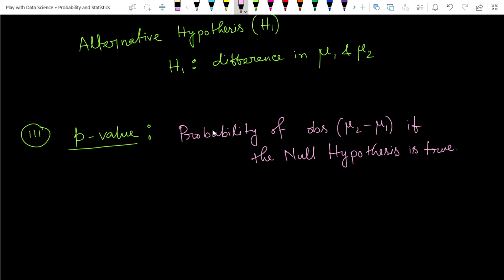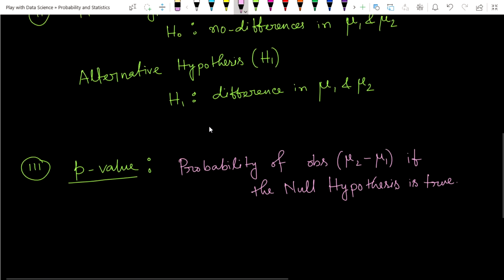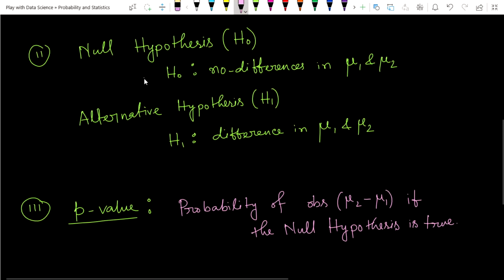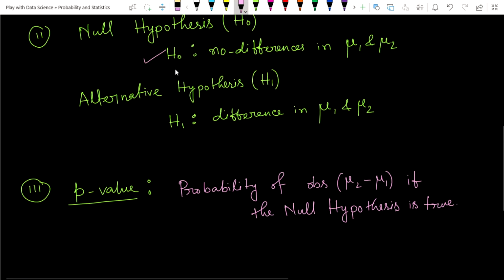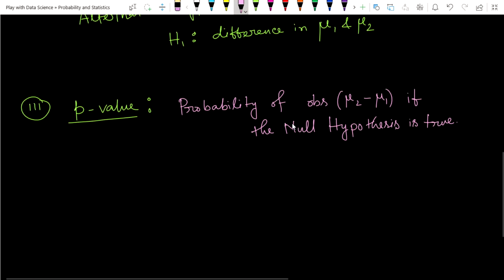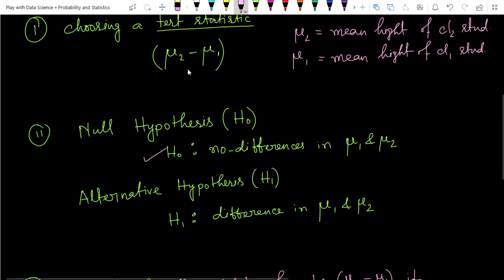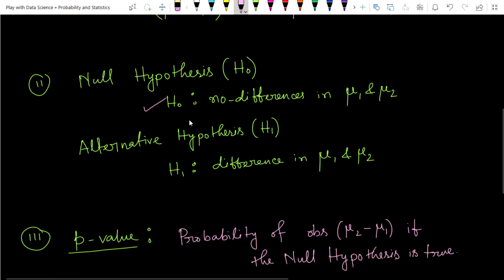Now let's understand this more deeply. What is our null hypothesis? The null hypothesis means there are no differences between these two classes. That's the condition we have assumed, and on the basis of this assumption we will find the probability of these differences.